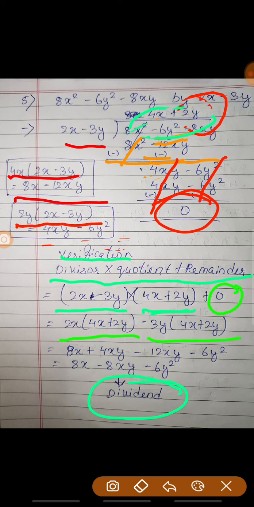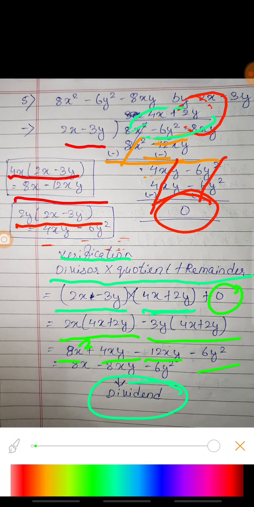So when 2x is multiplied with 4x, we get 8x square over here. I mistakenly wrote 8x, so it is 8x square. After that, 2x times 2y gives 4xy over here. Coming to the next, minus 3y is multiplied with 4x, and we get minus 12xy, and minus 3y is multiplied with 2y, and we get minus 6y square. I missed the square sign in this particular term, so one square sign will be there.